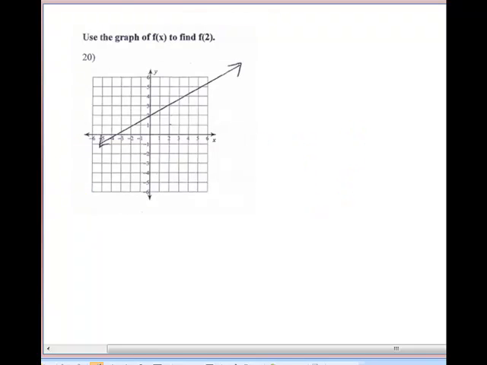We want to use the graph of f of x to find f of 2. This is a little bit more difficult question than just the algebra form. So we're looking at the graph. You want to find 2 on the x-axis. So here is your 2. And then go up on your picture to see where it hits for x is 2. And so the y value is 1, 2, 3, where it hits. So f of 2 is 3.